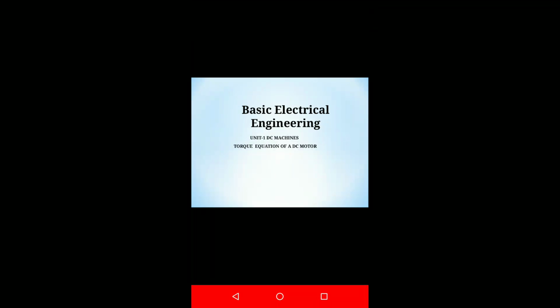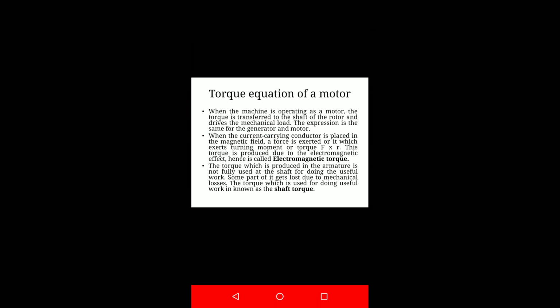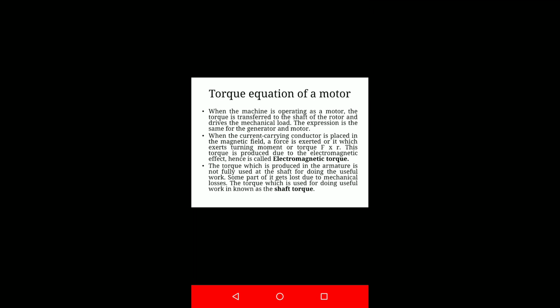Now we shall discuss the torque equation of a DC motor. When the machine is operating as a motor, the torque is transferred to the shaft of the rotor and drives the mechanical load. The expression is the same for the generator and motor. When a current carrying conductor is placed in a magnetic field, a force is exerted on it, which exerts a turning moment, nothing but a torque.